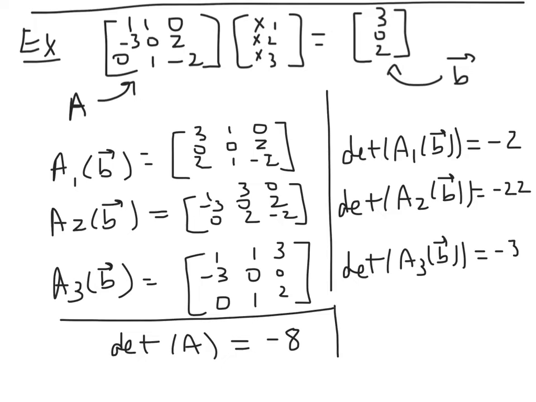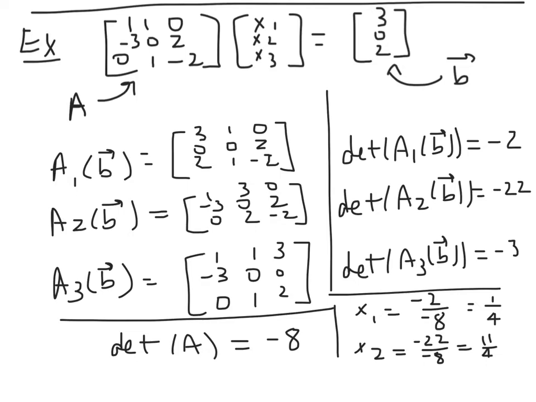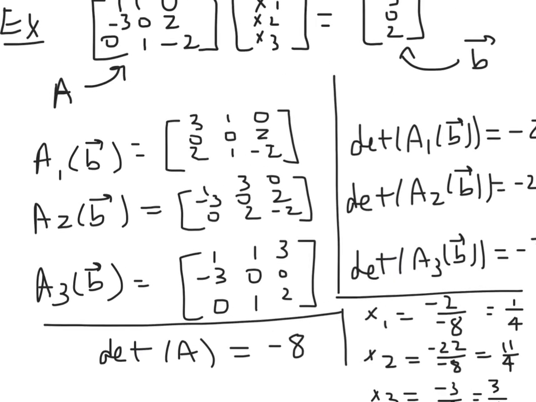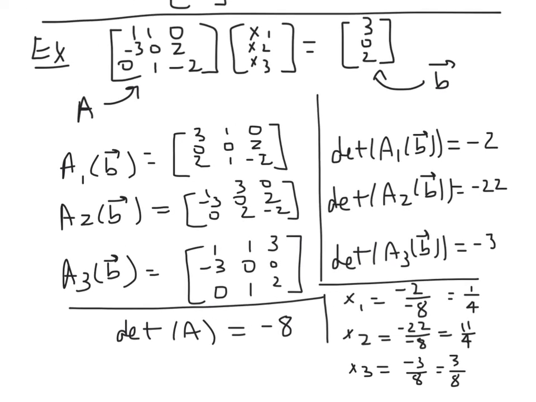And so what this tells us is that our solution to our equation, x1, is negative 2 over negative 8, which is 1/4. Our second term of our solution is negative 22 over negative 8, which is 11/4. And last but not least, x3 is negative 3 over negative 8, or 3/8. And so that means that the unique solution to our equation is 1/4, 11/4, 3/8. And you were able to calculate this using determinants.